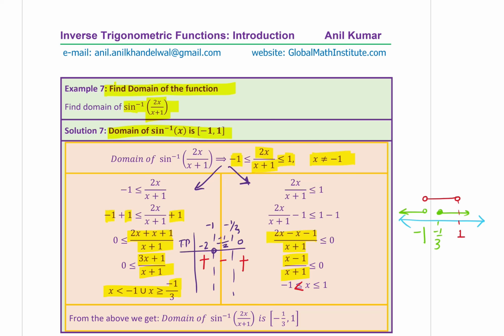So this net solution will be the region which is overlapping. The 1 is included. Perfect. Minus 1 is not included. So the region which is overlapping is between minus 1 over 3 to 1. And that becomes the solution. Is that clear to you? So combine these two. The overlapping interval is the solution, and that is how you're going to solve it.